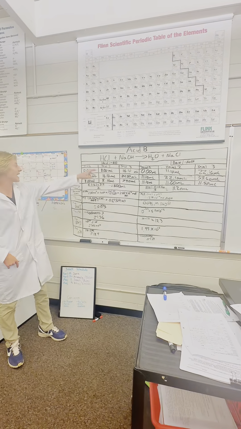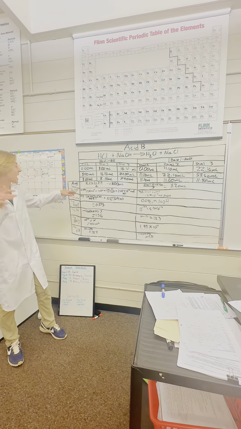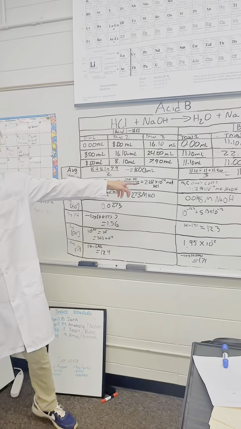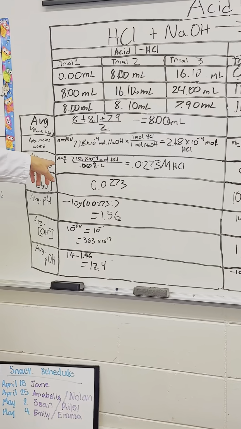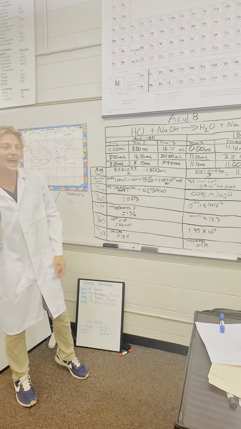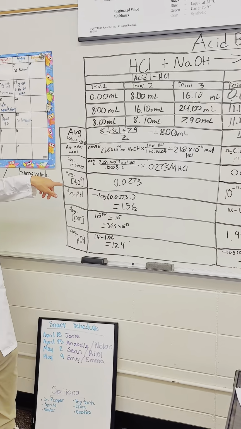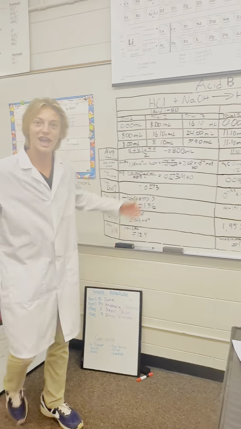So first we use the average of the volume used, and then we use n equals M times V, and we got 2.18 times 10 to the negative 4th moles of hydrochloric acid. Then that's how we also used M equals n over L to get 0.0273 moles of hydrochloric acid. And then using all of that, we can calculate the average H3O ions and the pH, average OH ions, and just the pOH, and that's it.